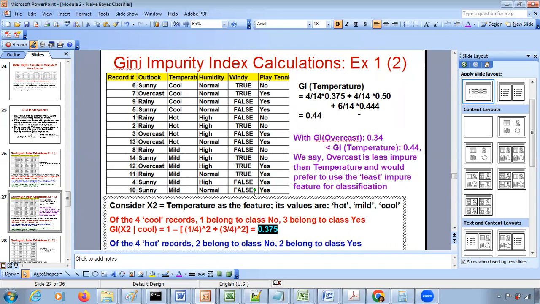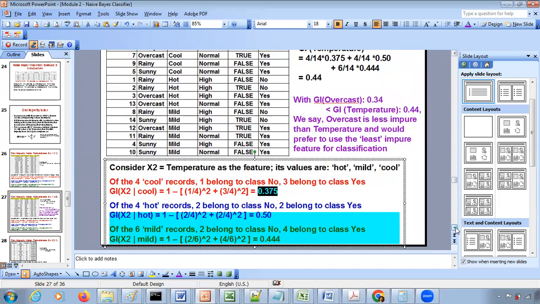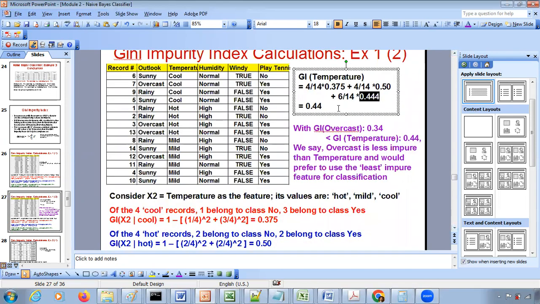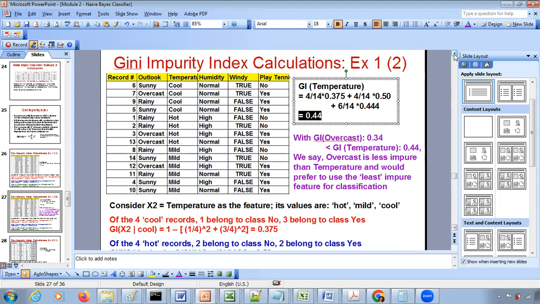Another 4 over 14 for hot, and its Gini impurity index is 0.5. And 6 over 14 for mild, and its Gini impurity index is 0.444. And if you do the math, you get 0.44 as the Gini impurity index for temperature as a feature as a whole. So if you just compare temperature and outlook, it should be outlook, I'm sorry.